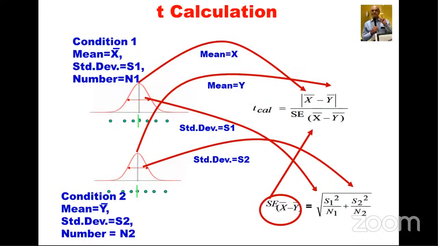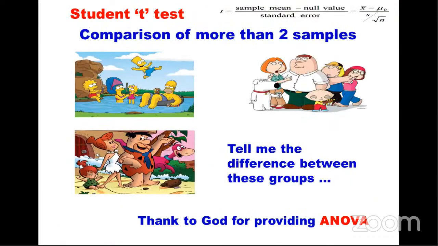Here we have two groups, the same subjects given a dose two times. So one group X bar, S1, N1, second group Y bar, S2, N2, and from that we calculated T. But suppose we have three groups and we want to compare these three groups, then how can we do it? We can do it by using ANOVA.